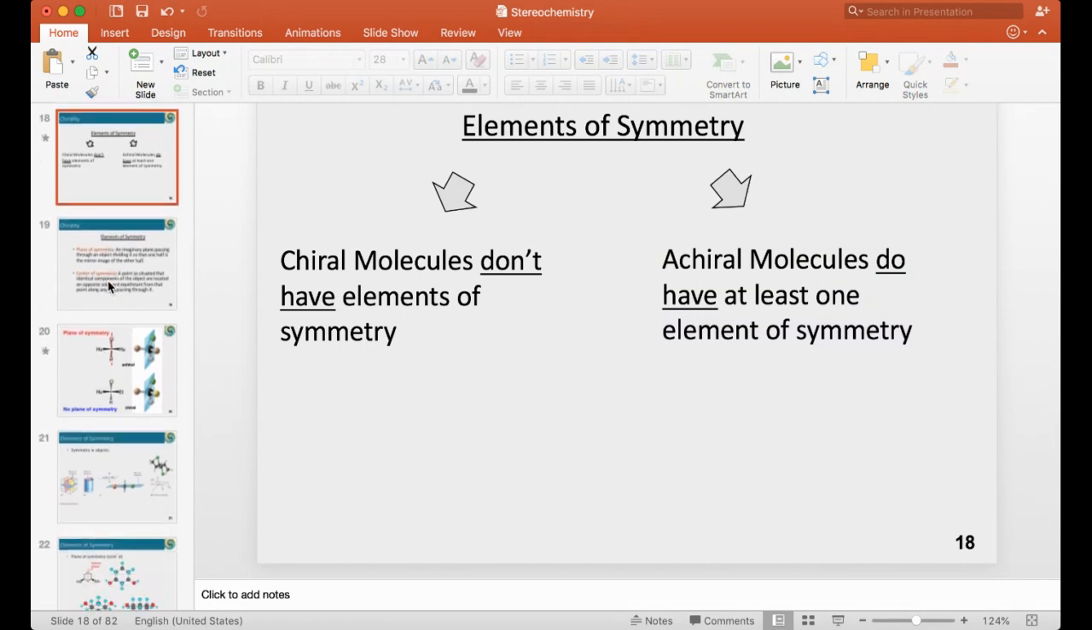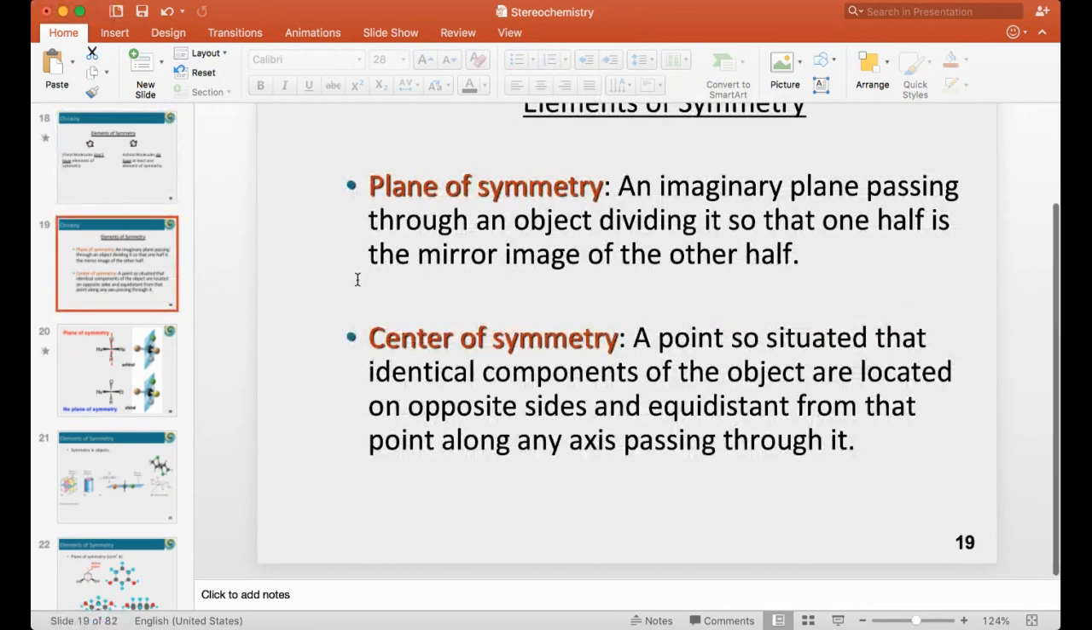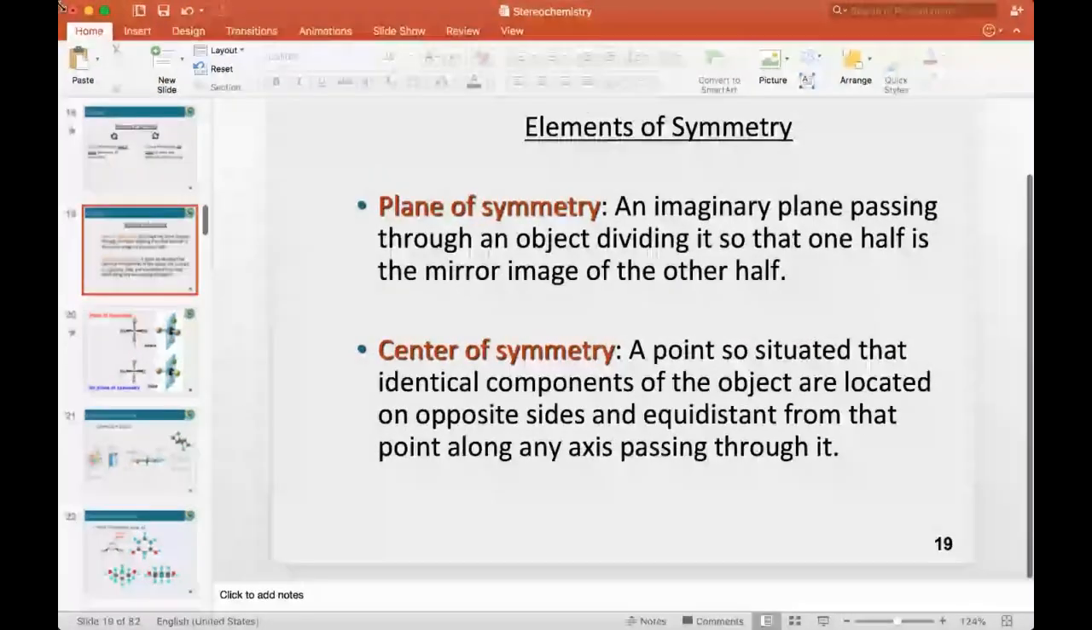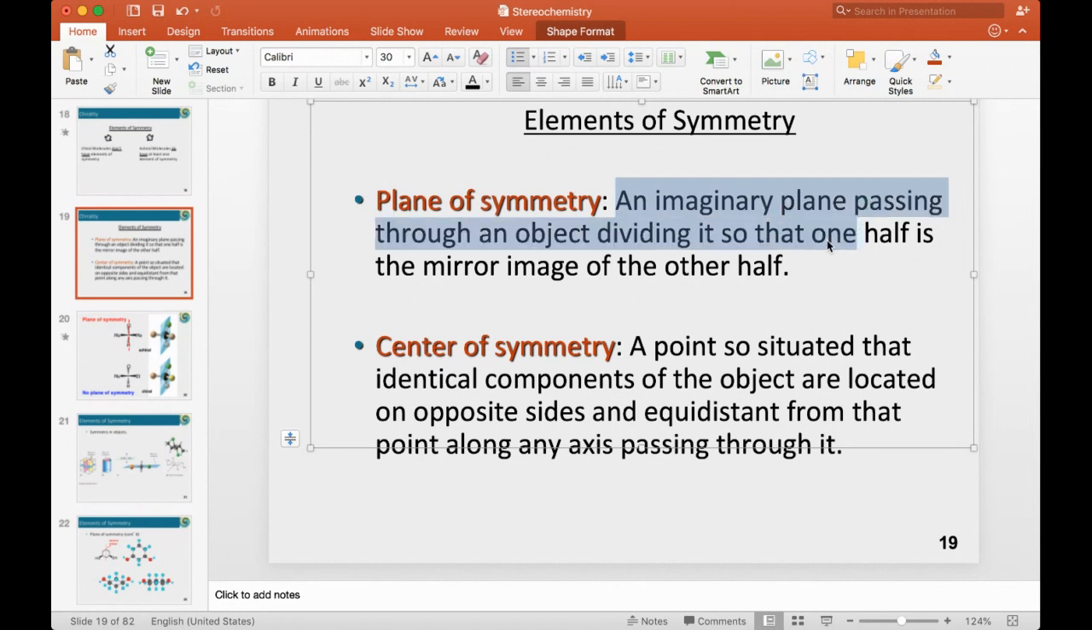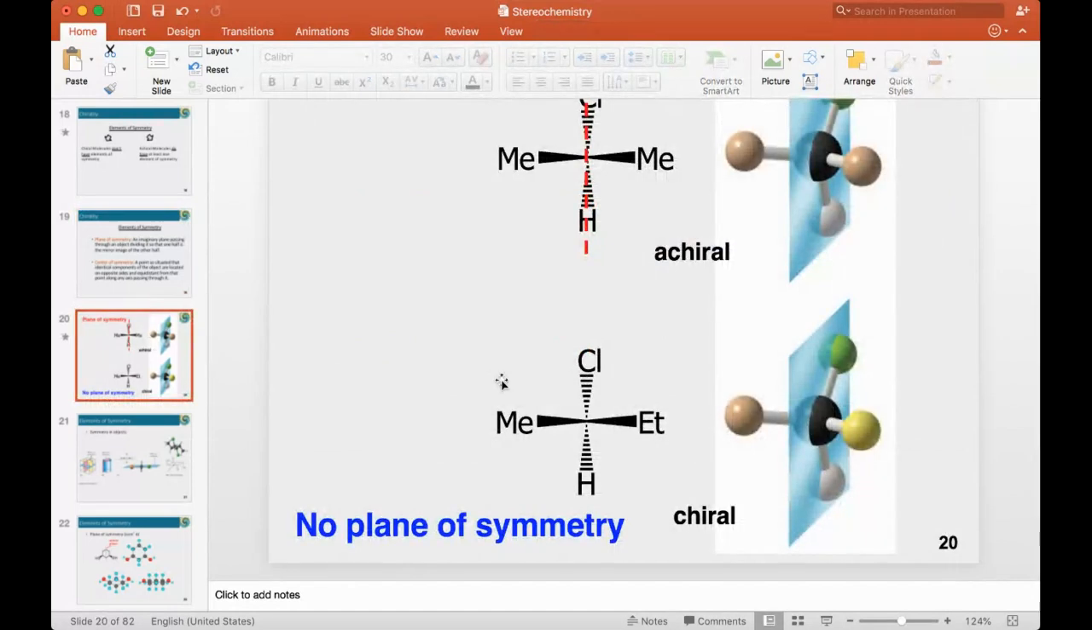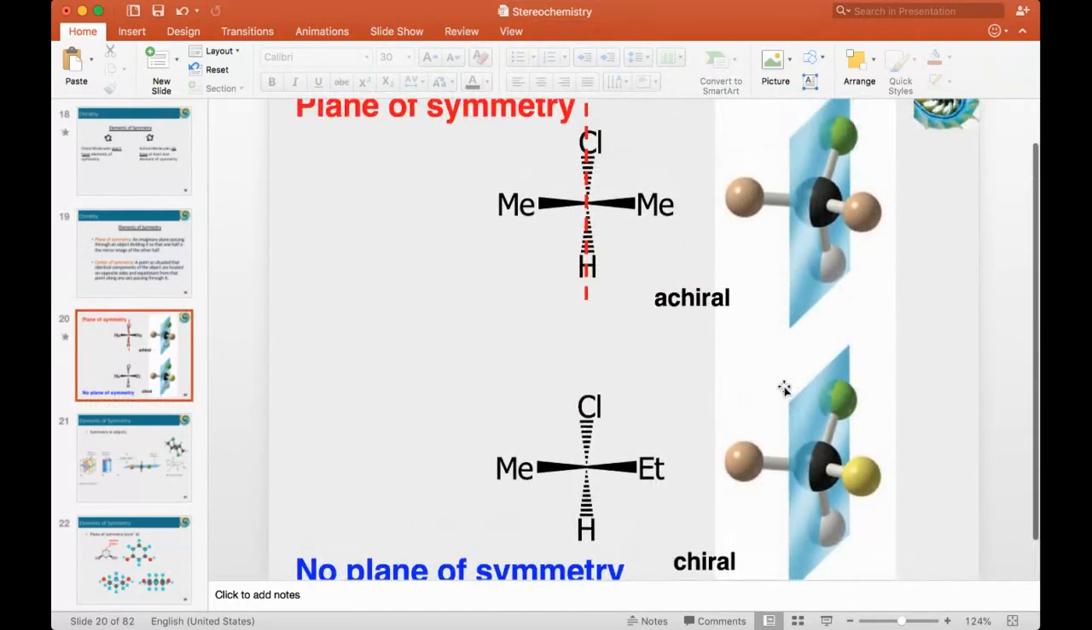And when I'm talking about element of symmetry, I'm talking about basically two things. One is a plane of symmetry, and we define a plane of symmetry as a plane passing through an object and dividing this object in two sides. Okay, so we need to imagine a 3D plane passing through an object, dividing the object in two sides. So one half is the mirror image of the other half. Let me show you here. Look at the molecule on top here. Okay.